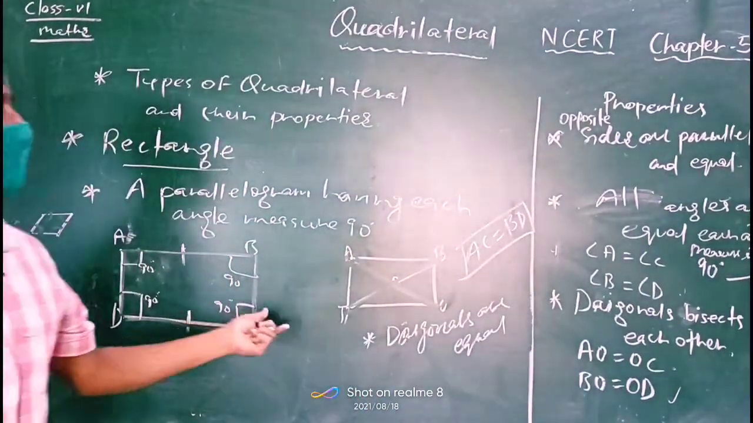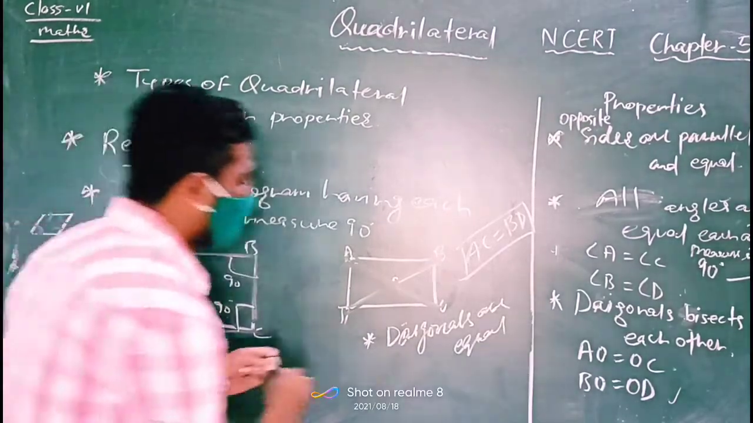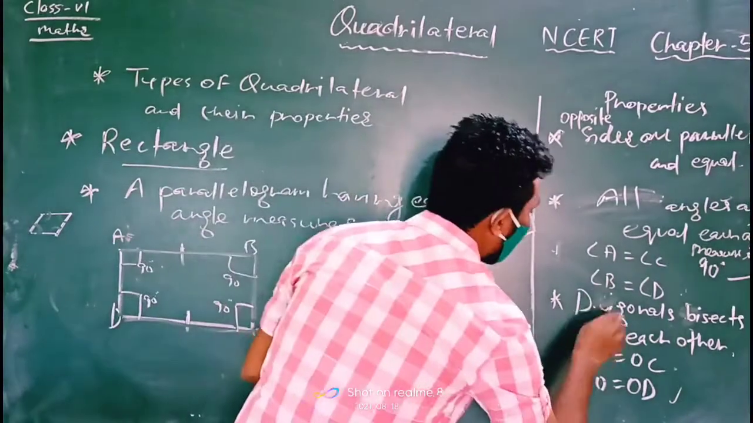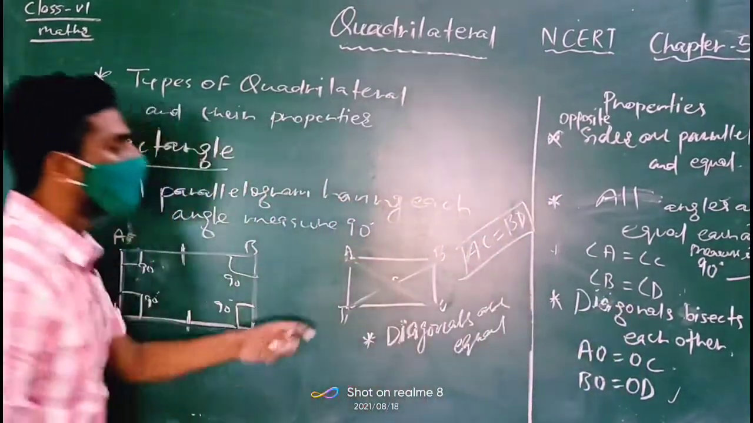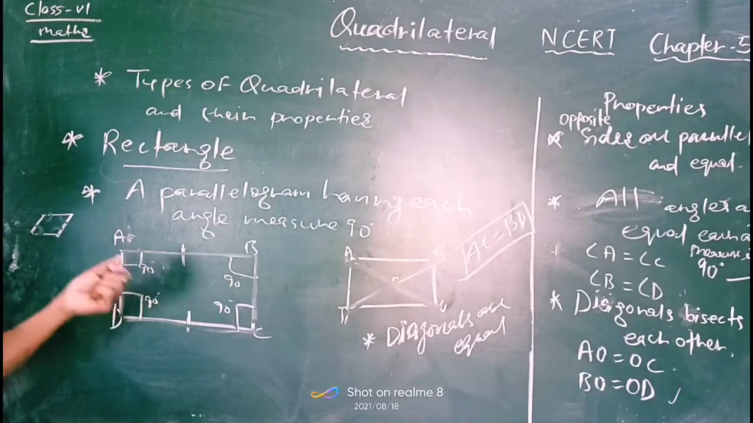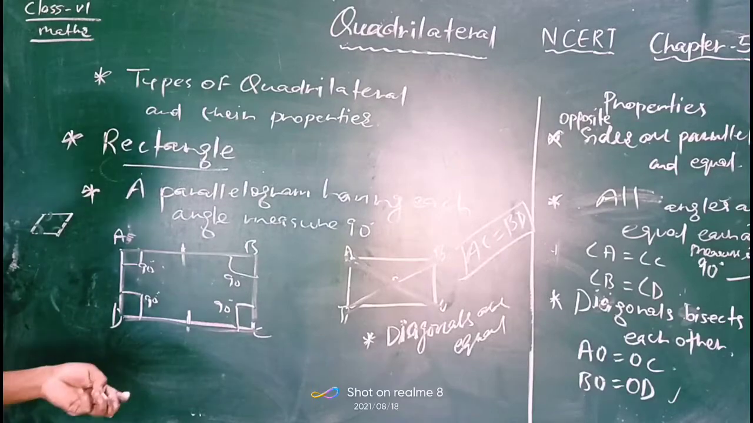So that is why it's a rectangle, and they were parallelograms. So diagonals are equal, diagonals bisect each other. These all are the properties of a rectangle. Now, if you want to have a screenshot you can have it, otherwise I will erase.